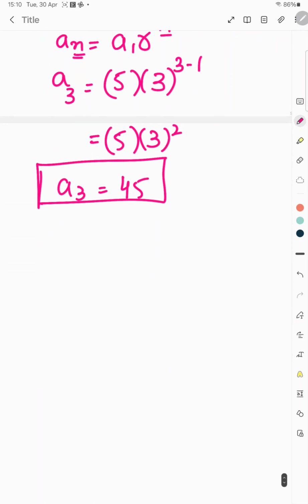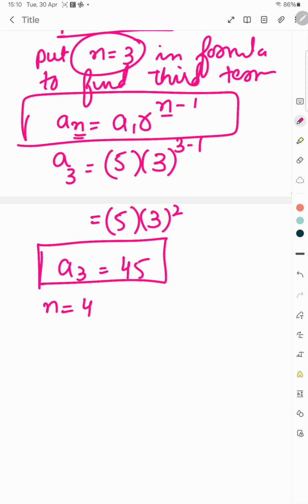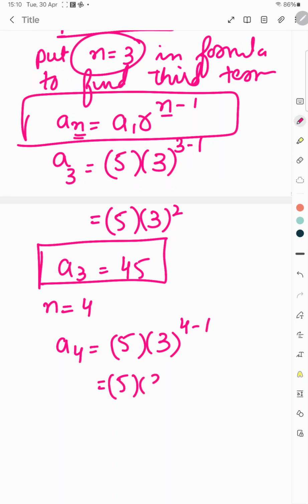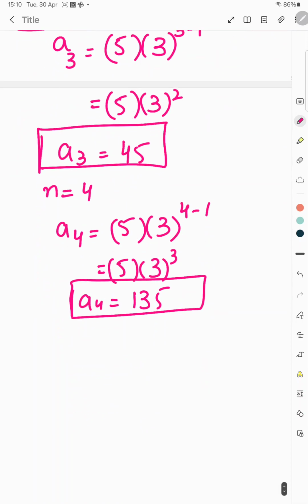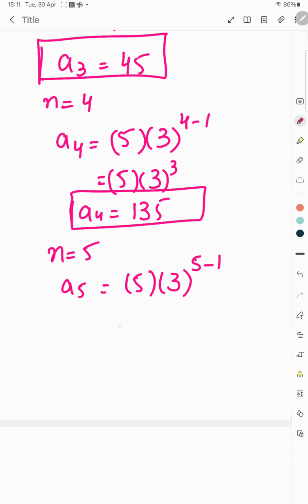Now I will go for the fourth term. For fourth term, put n is equal to 4 in this formula, nth term formula. So I will write a4, a1 is 5, r is 3, 4 minus 1 which is equal to 5 times 3 cube, and the answer is 135. Okay student. Now for the last term, that is for the fifth term, put n is equal to 5 in nth term formula, and I just write the formula directly, as I hope you understand the point. So I get the answer which is equal to 405.